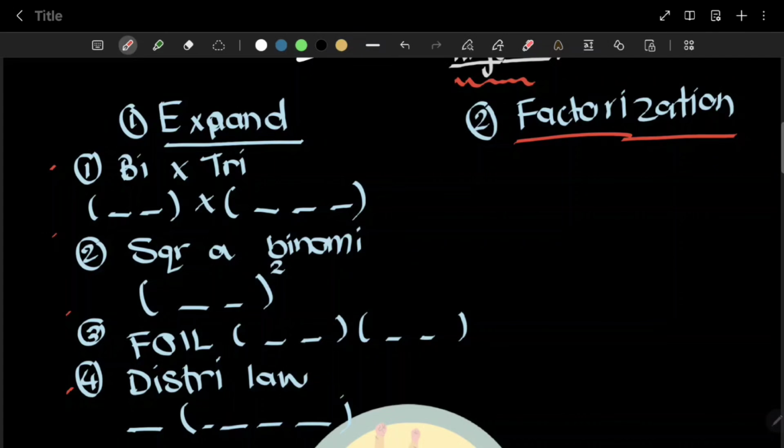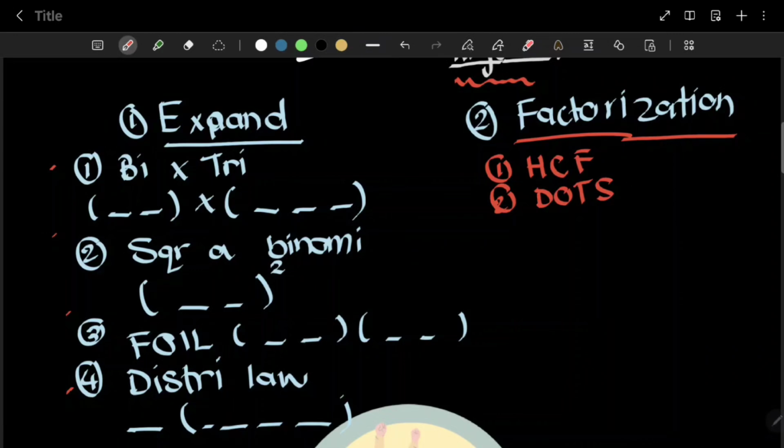Factorization similarly has 4 types as well. The first one is what we all know, HCF. This is when we have the highest common factor that we need to take out from an expression and then continue. The second type is the difference of 2 squares, commonly known as DOTS.